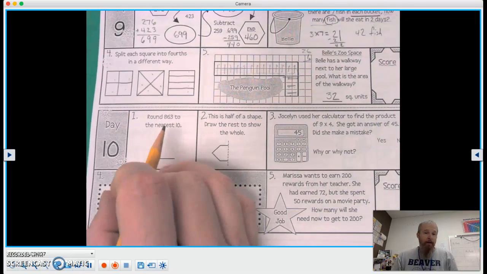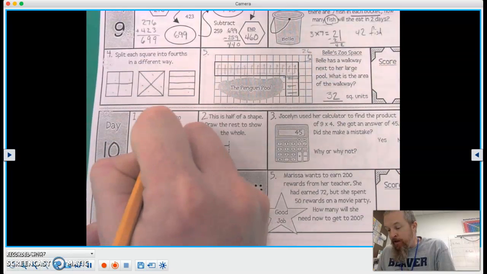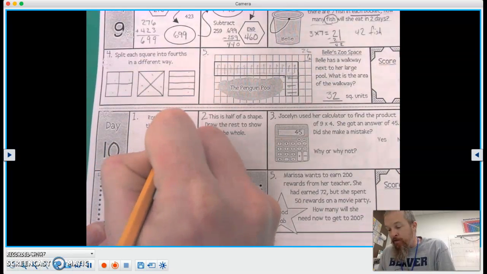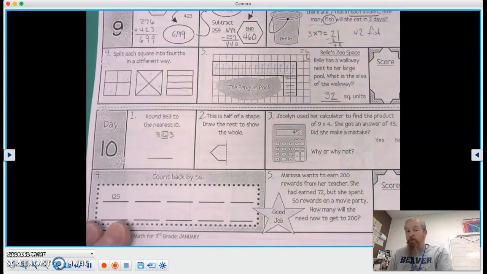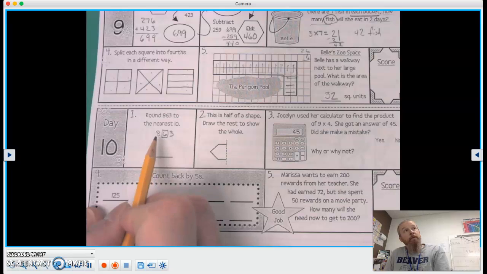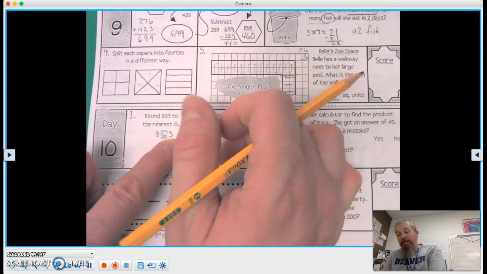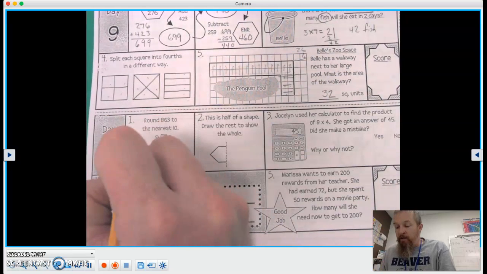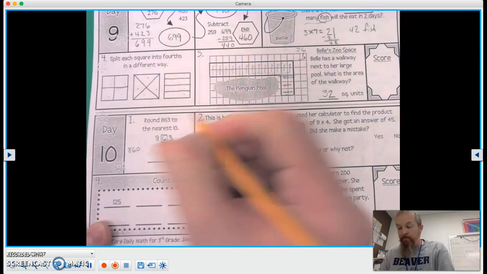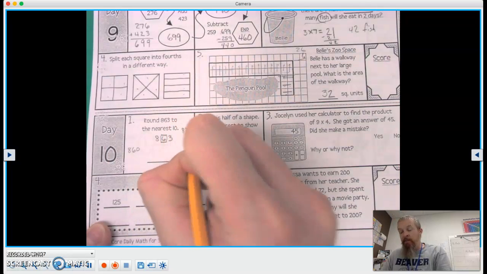Number 1, round 863 to the nearest 10. So I'm going to rewrite 863 and to the nearest 10. Let's put a box around that 10 so we know which one we're talking about. When we say the number 863, we're going to say it without anything behind there. We're going to put that as a 0, so 863. So one of our answers is going to be 860. 1 more than 6 is 7, so the other answer is 870.